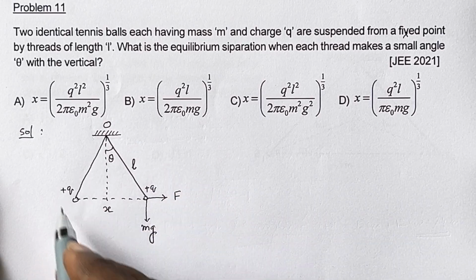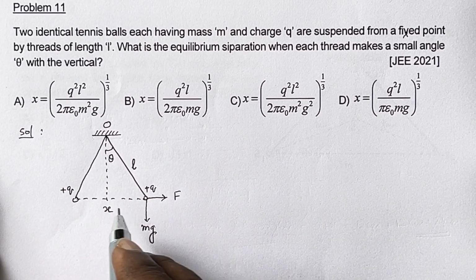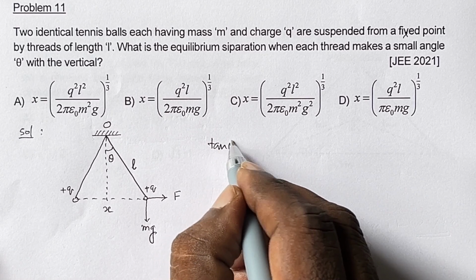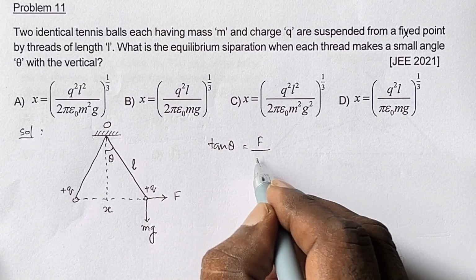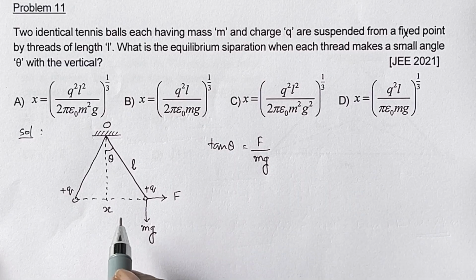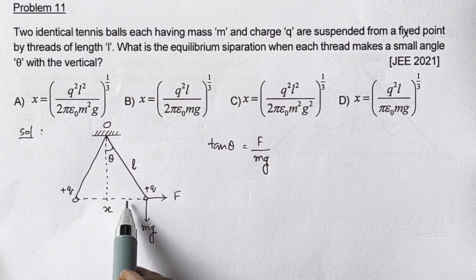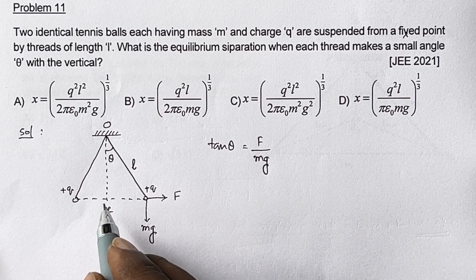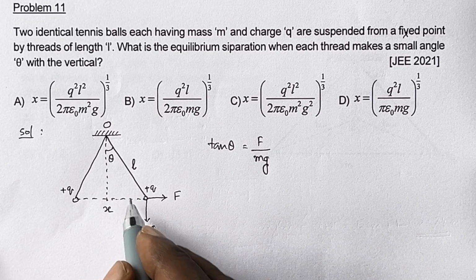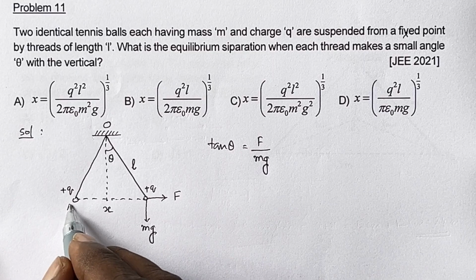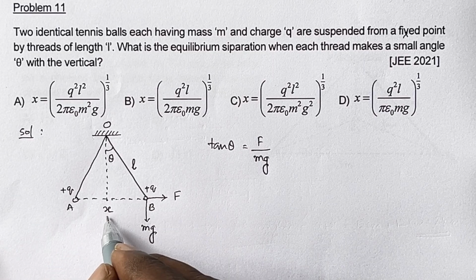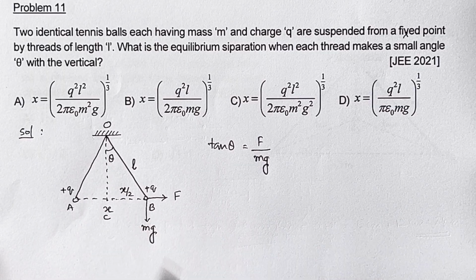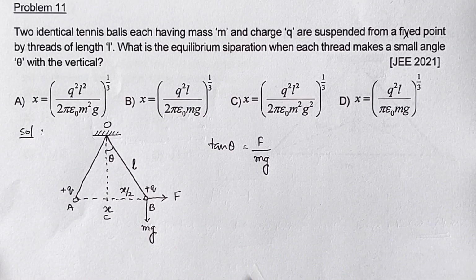What we know from this diagram, when this is a case of equilibrium, we know tan theta is equal to F by mg. But one thing you remember, tan theta is opposite side by adjacent side. Adjacent side length we don't know. This is a perpendicular bisector. So this I will give some names: A, B, C. CB is equal to x by 2. This we know because total separation is x. So opposite side we know.